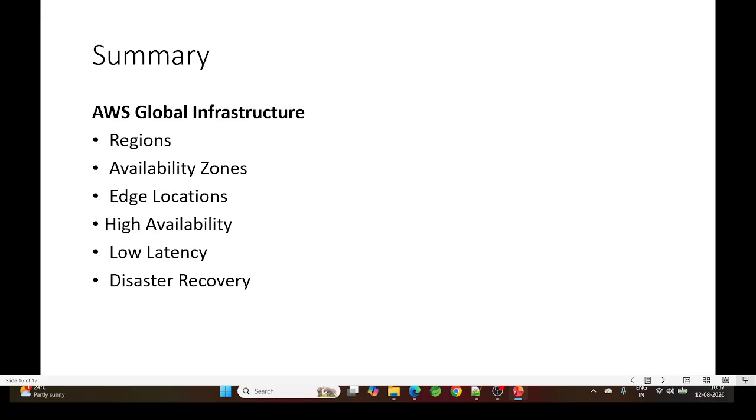Let us summarize. AWS Global Infrastructure provides the worldwide foundation for AWS services. Regions allow us to choose the geographical locations. Availability zones allow us to build highly available applications. Edge locations help us to deliver content closer to users.